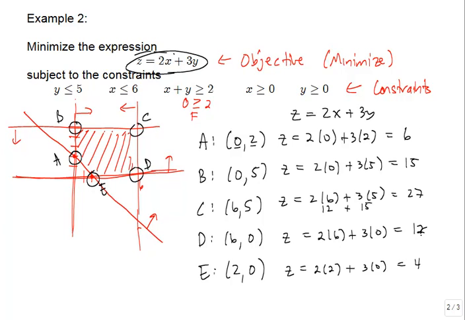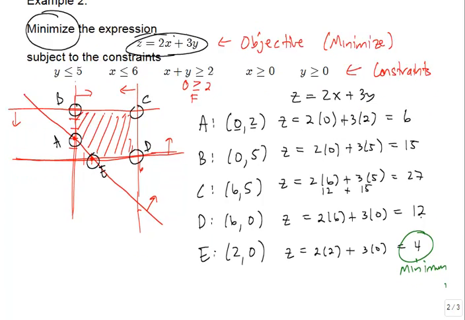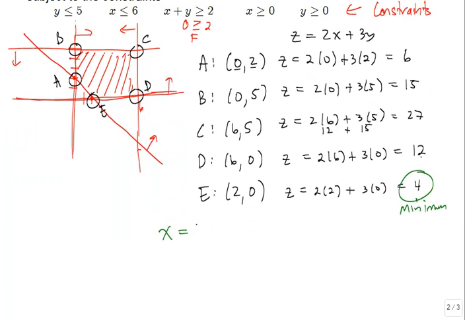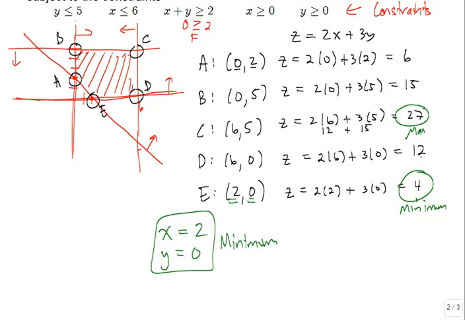Now, which one of these is our solution? Remember that we were looking for, in this problem, a minimum. So we want to be looking for the smallest z in this list. So right here is my minimum. So our solution is going to be x needs to be 2 and y needs to be 0, and that will give you your minimum. If the problem had asked for the maximum, then that would be here, and x would need to be 6 and y would need to be 5.